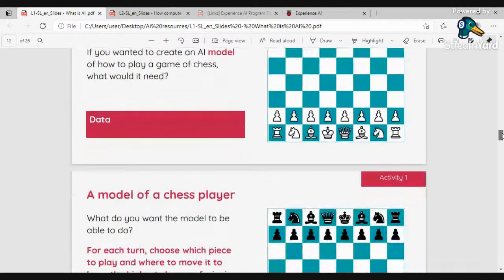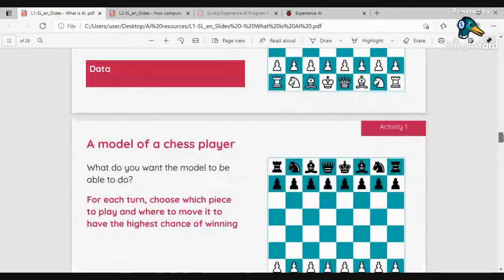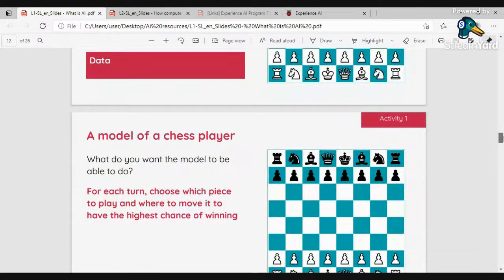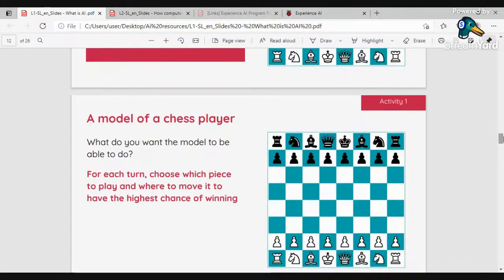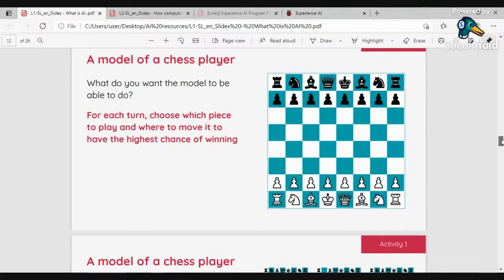So this is an example of a model we are talking about, a chess game, a model of a chess player. Now we have the first sample. What do you want the model to be able to do? For each turn, choose which piece to play and where to move it to, to have the highest chance of winning. If you want to use a rule-based model to build this chess, you have to give it instructions as to what to do and what not to do, and that will be very difficult to build.